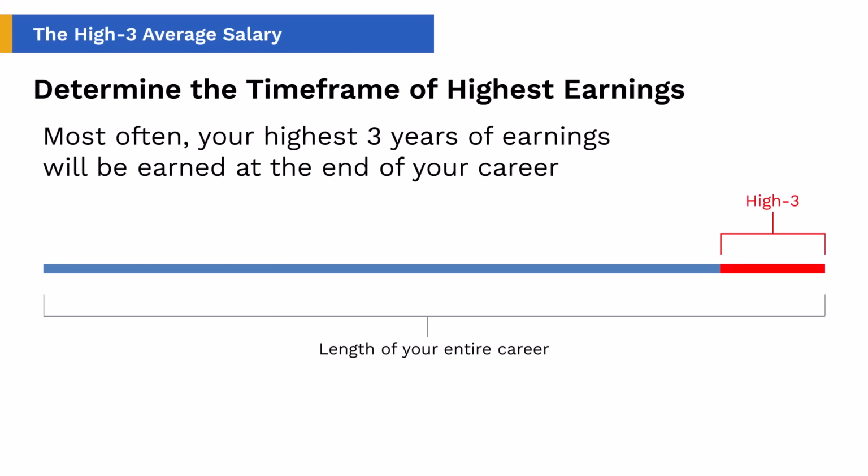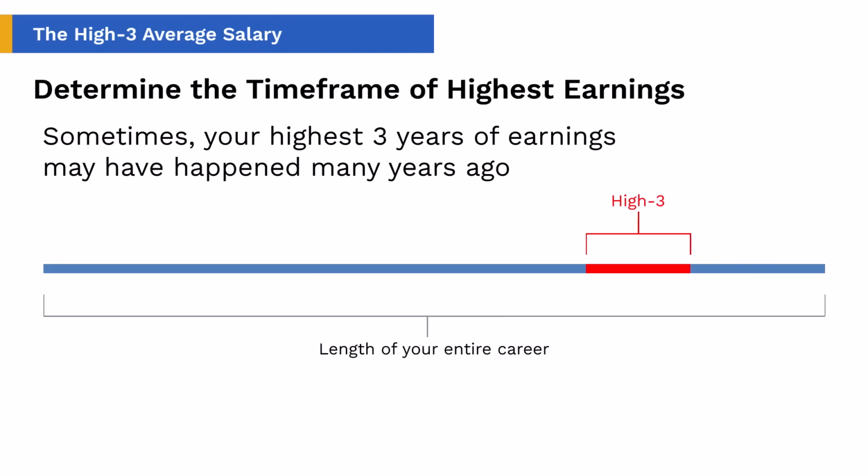All right, so we've got this long blue line that's the length of your whole career. Most oftentimes, the High-3 years of earnings are right at the end, and so we've marked that part of the line in red and indicated that the High-3 is at the end. However, sometimes that High-3 happened many years ago. Wherever it happened, it doesn't matter where or when. We just want to know that we're using the right dollar amounts to determine where the highest 3 years of earnings are. And then we have to know how the calculation works.